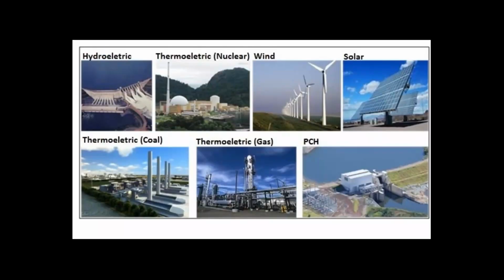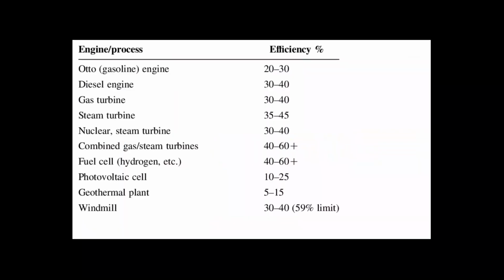And we have different forms of electricity generation. We have hydroelectric power, thermoelectric, nuclear power. We have wind, solar, thermoelectric from coal, thermoelectric from gas, and then PCH, which is kind of a mini hydroelectric station. And different energy forms have different efficiencies.